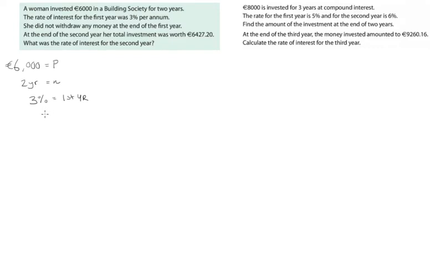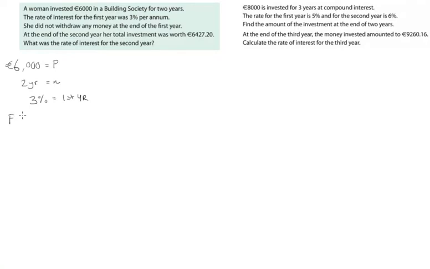And we have to figure out what the rate of interest was for the second year. Okay, so that means that we have to find out how much interest she earned and what the final amount was at the end of the first year. And then we can subtract it from what she had at the end of the second year. And when we know that, we'll be able to figure out what the interest was. So we'll just do it bit by bit. Let's have a look at the formula.